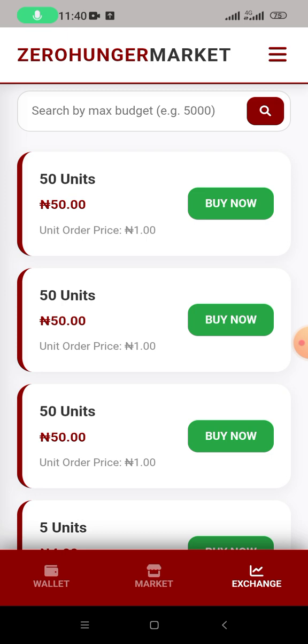Then if you come here, as a partner, you get daily profit share. That is called daily dividend from the total profit realized in Zero Hunger Market. It is not that when you buy 2,000 units, every day you'll be getting this amount of money. The money increases. This is not a Ponzi scheme. And let me show you how it operates.